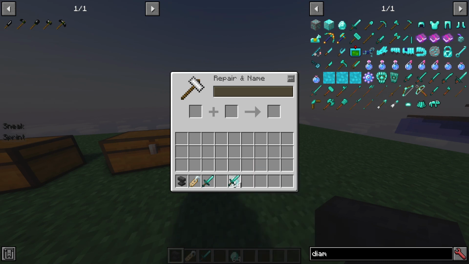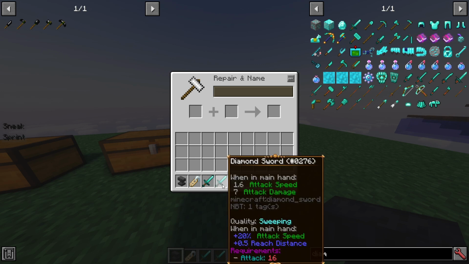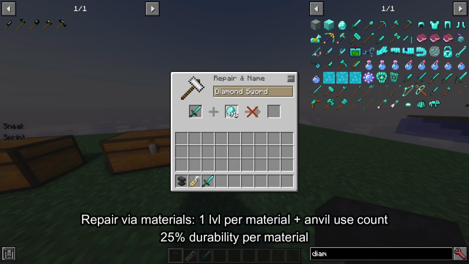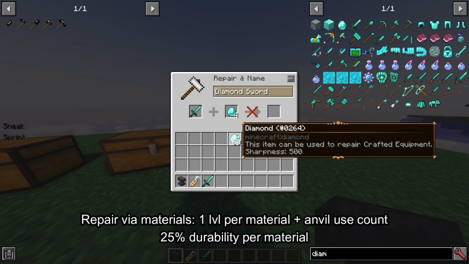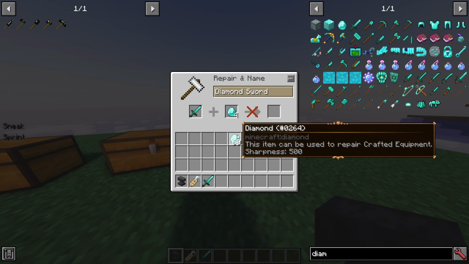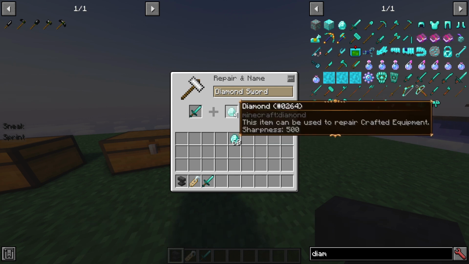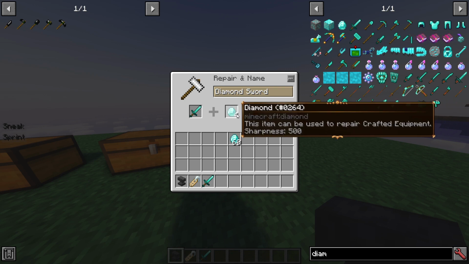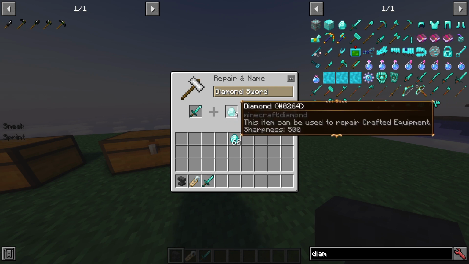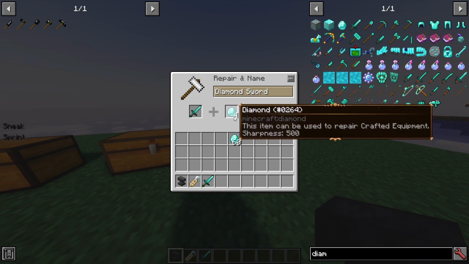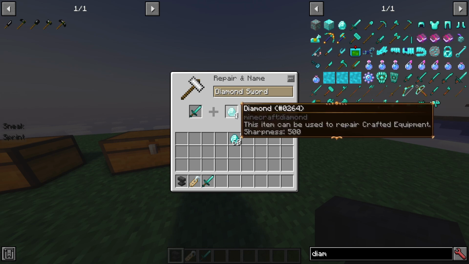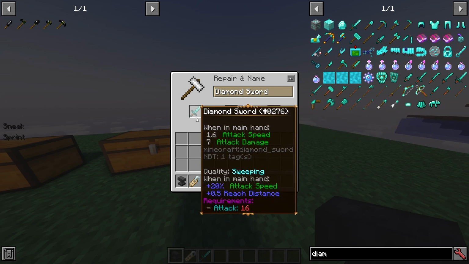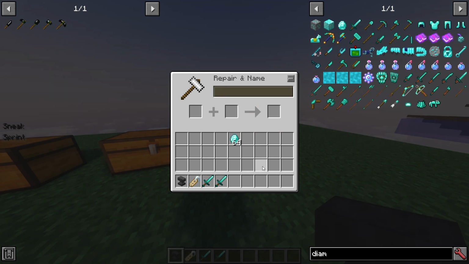Then you can repair via materials. Each material gives you 25% durability, so you can repair with up to 4 materials. Each material you use costs you 1 level, so it costs up to 4 levels. Of course, you always pay the anvil use cost.